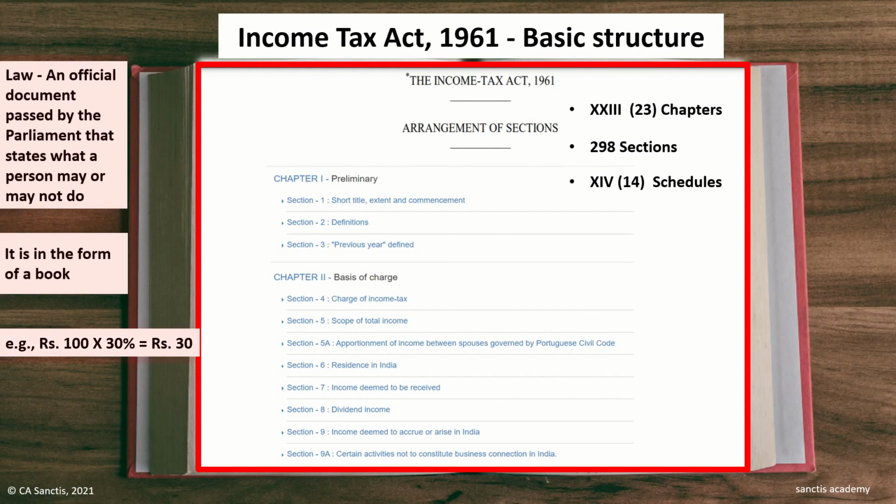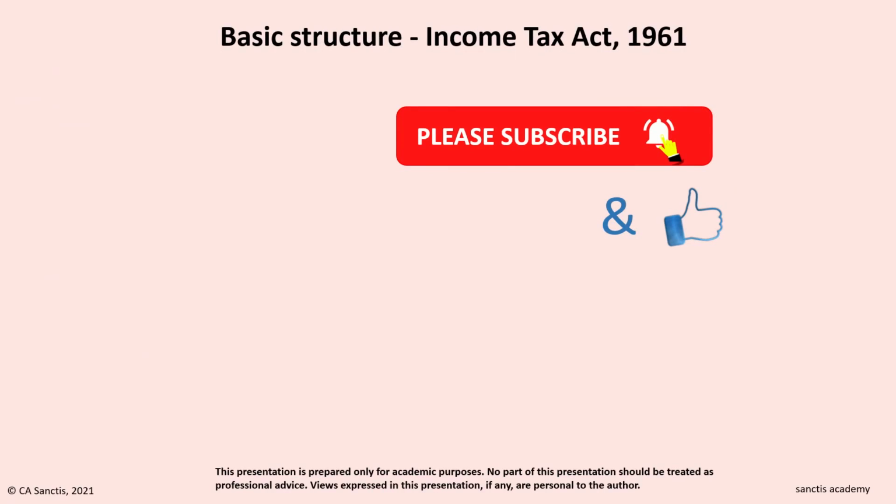Then we went through the broad arrangement of the Income Tax Act, as the easiest way of going through any book is to look at the list of contents. We observed that the Income Tax Act has 23 chapters, 298 sections, and 14 schedules. In the next video, we will learn further about the basic structure of the Income Tax Act 1961. We will learn why arrangement is important and how to refer to the Income Tax Act. I will see you in the next video.